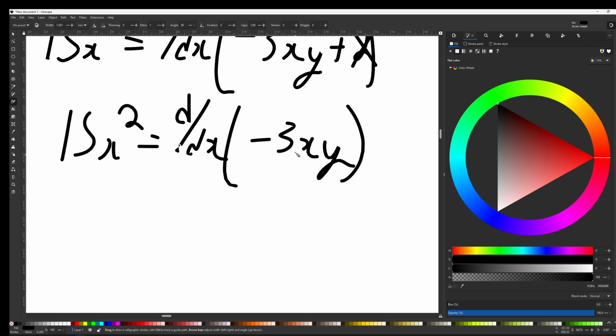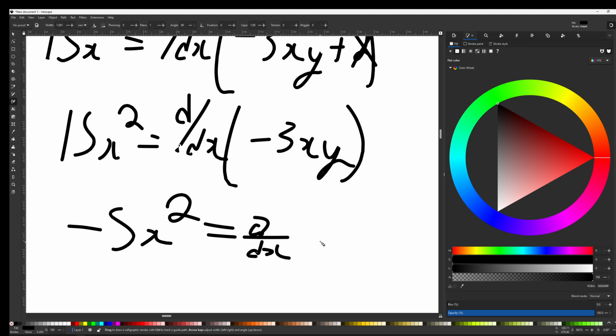And we're going to have 15x squared equal to the derivative of negative 3xy. With derivatives, you can factor out this negative 3. So we can divide both sides by negative 3 here. We're going to have negative 5x squared is equal to the derivative of just xy.